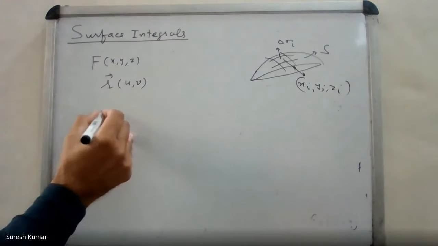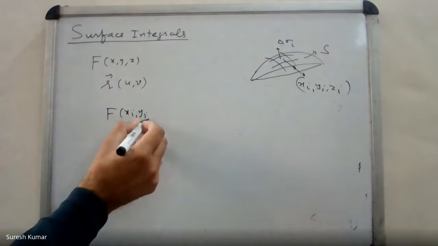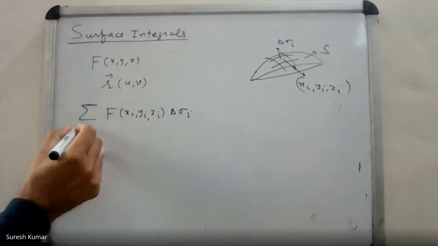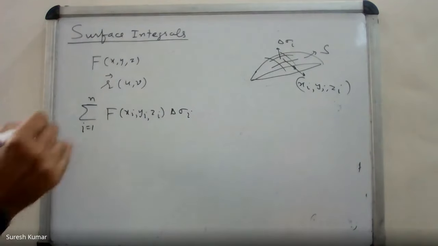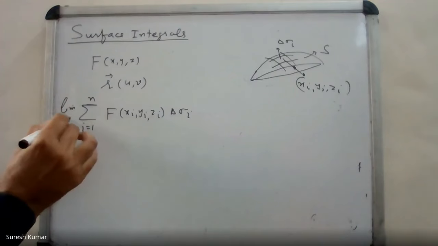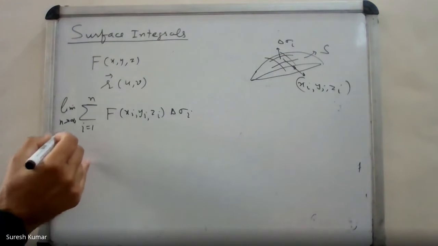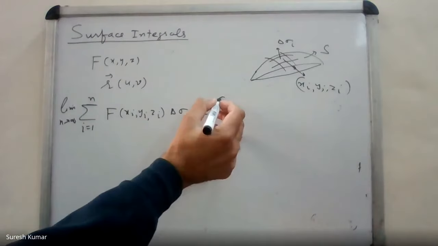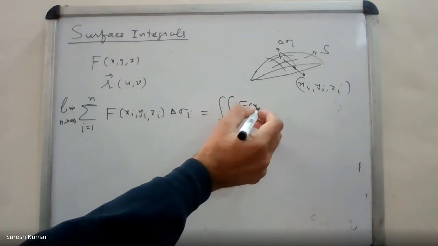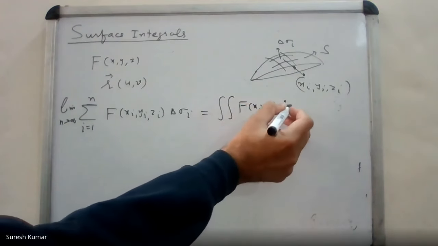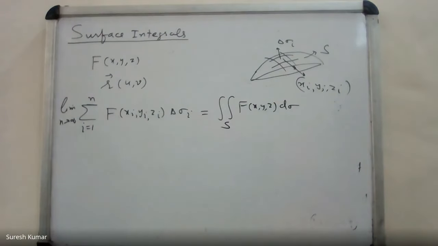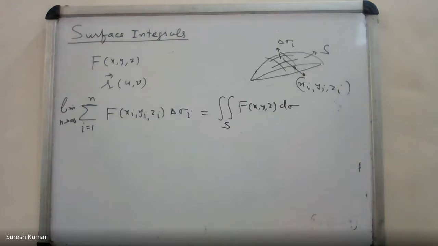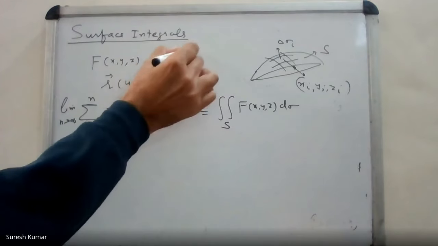Then construct the sum. Which sum? This sum. Suppose there are n patches, so i from 1 to n. Limit of this sum as n tends to infinity and delta sigma is equal to 0, if it exists finitely, defines the surface integral of F(x, y, z) over the surface, denoted by this symbol. You can see it is analogous to the definitions of line integral and the simple integral that we learned in the beginning.